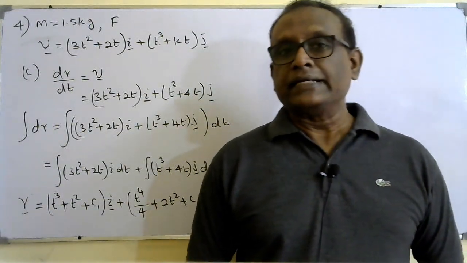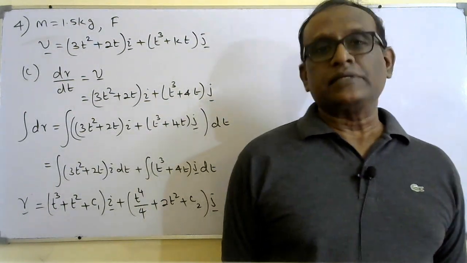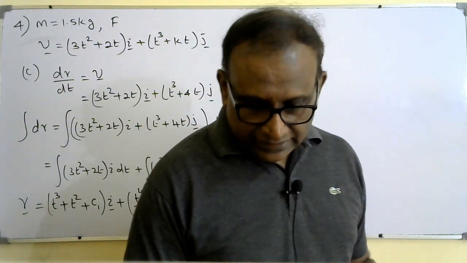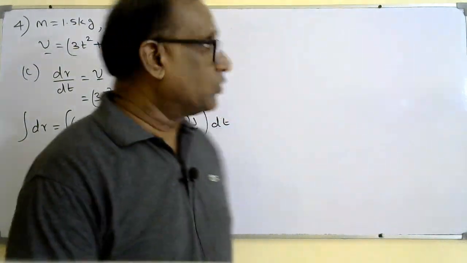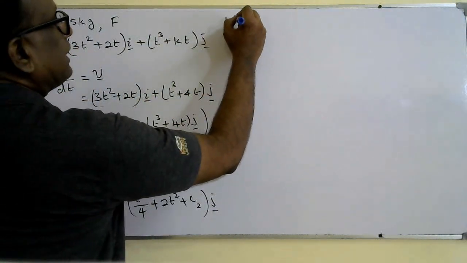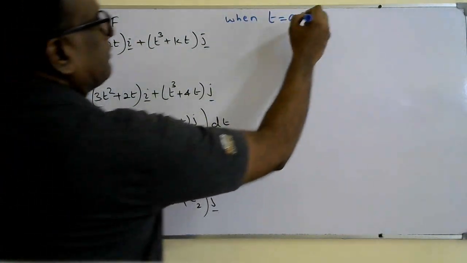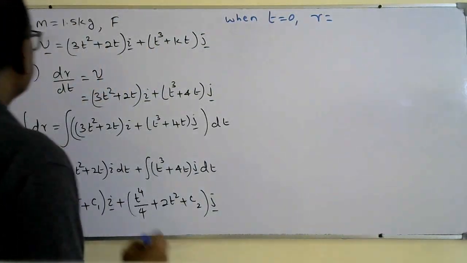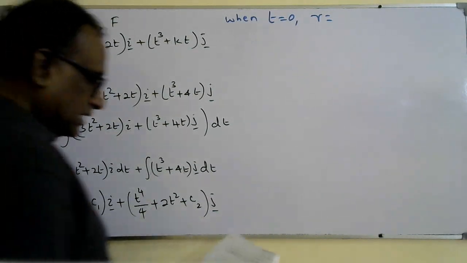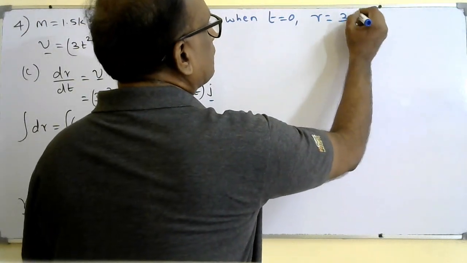So it's a time dependent position vector. But it's given that when t equals 0, the position vector is 3i plus 4j.